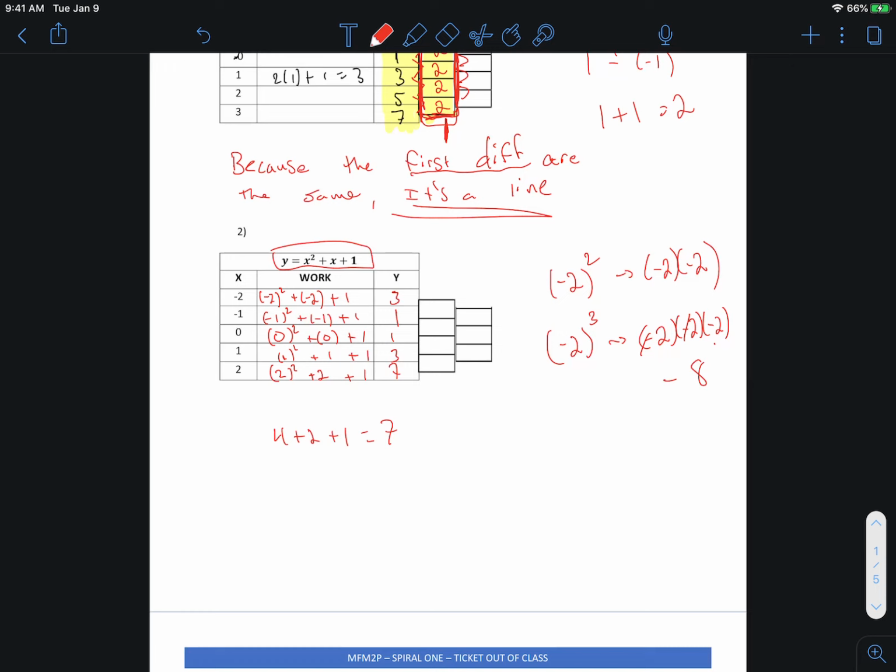Okay. That's a pretty big difference. Yeah, from 3 to 7. Okay, so good. Now, I want to do the exact same thing we just finished doing. Okay, let's check the first differences and see what happens.